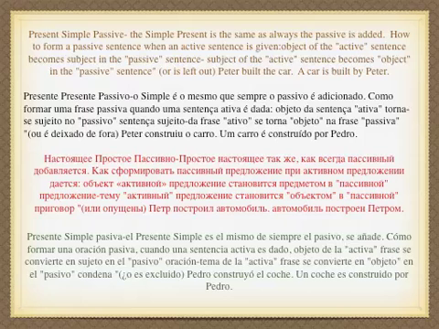Present simple passive. The simple present is the same as always. The passive is added. How to form a passive sentence when an active sentence is given. Object of the active sentence becomes the subject in the passive sentence. Subject of the active sentence becomes the object in the passive sentence or is left out. Here is an example. Peter built the car, and then a car is built by Peter would be the passive form.